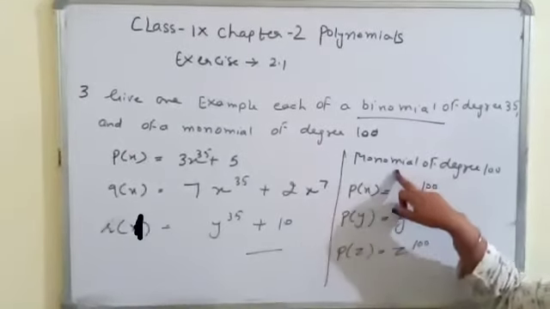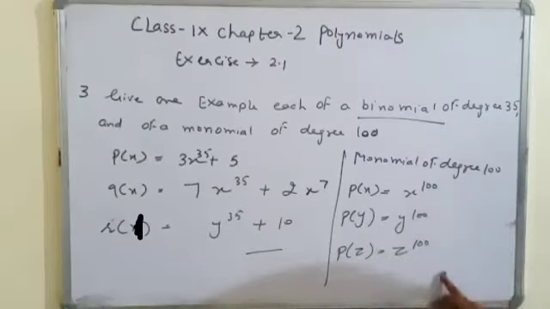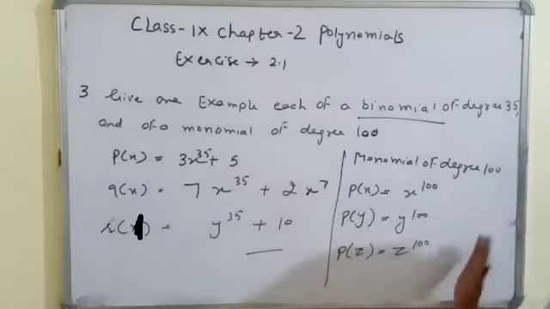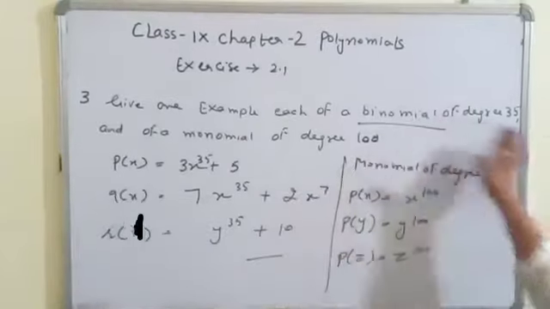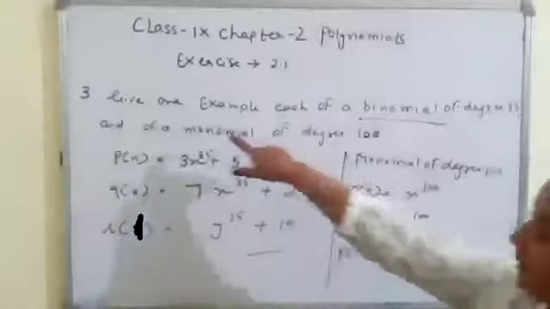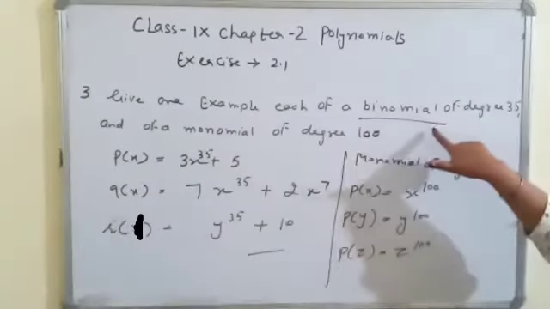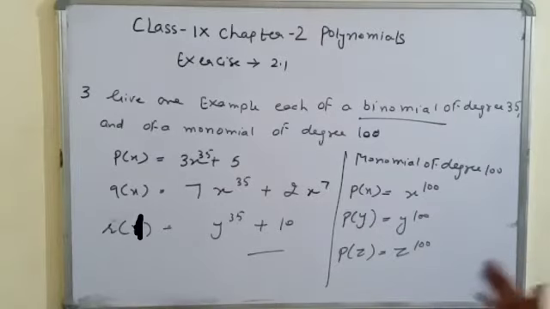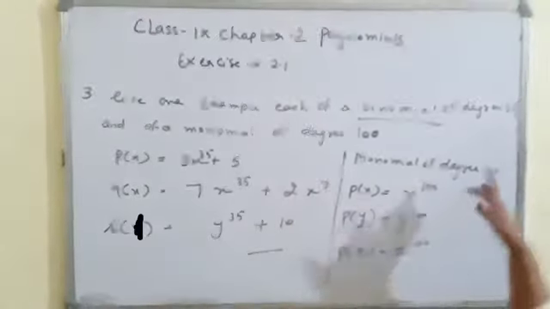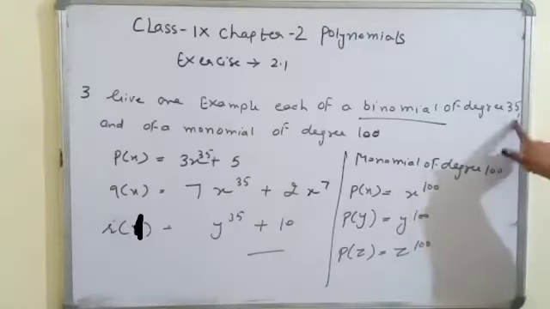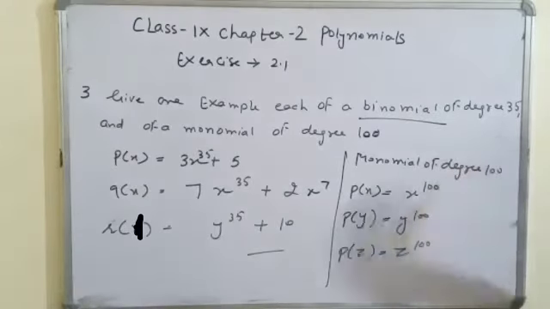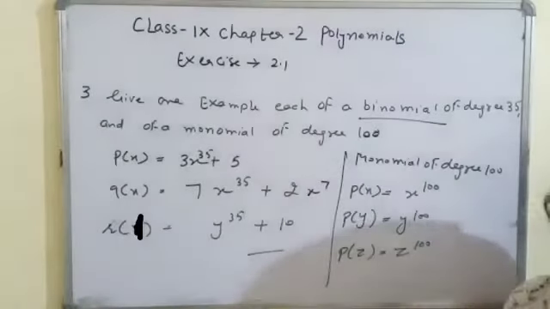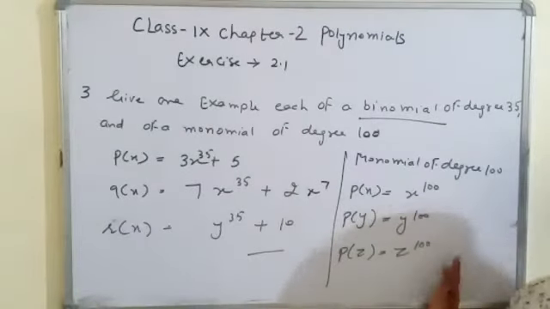What's the condition for the monomial? We can write only one term, and the second condition is we have to write degree 100. So you can take a lot of examples for this condition. Hope question 3 is clear to you. Again I am explaining it. Give one example each of the following: binomial of degree 35. We have to write a binomial. In a binomial we can write only two terms, and its greatest exponent should be 35. And second one, monomial of degree 100. In a monomial we can write only one term, and its power should be 100.